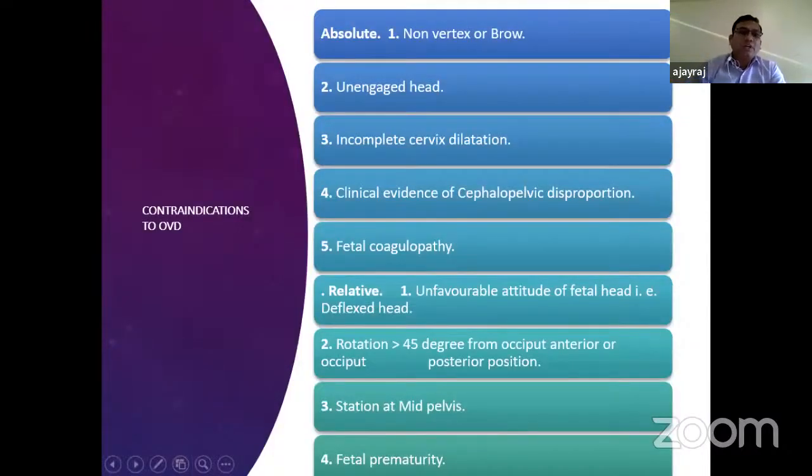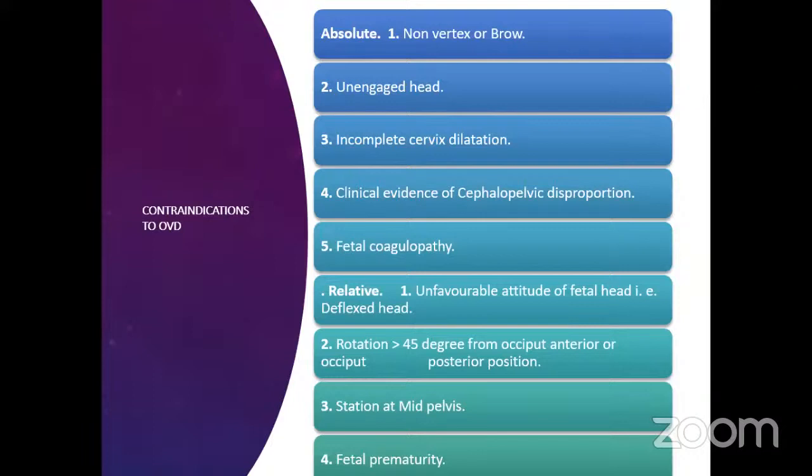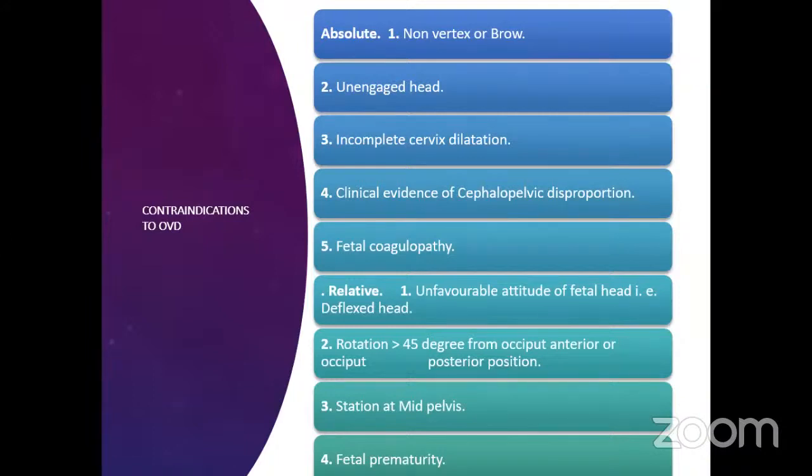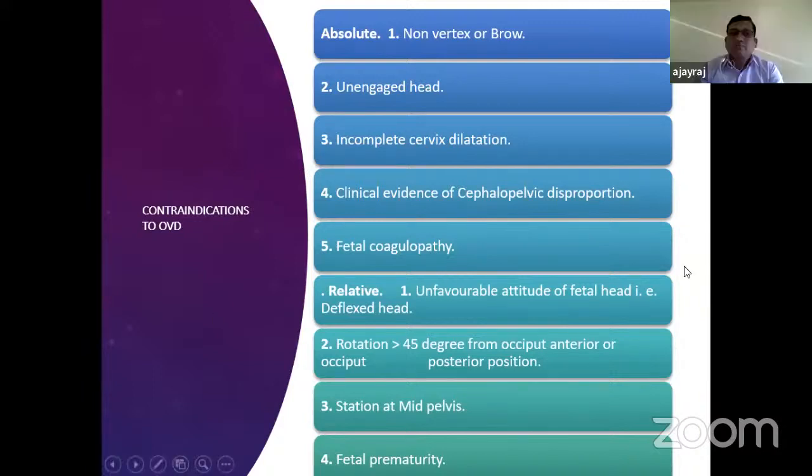Contraindications to operative vaginal delivery. Absolute contraindications: non-vertex or breech presentation, and second, unengaged head. In non-vertex or breech presentation, it is unable to attach the instrument. That is, we have to get a point or a position to attach the instrument properly.